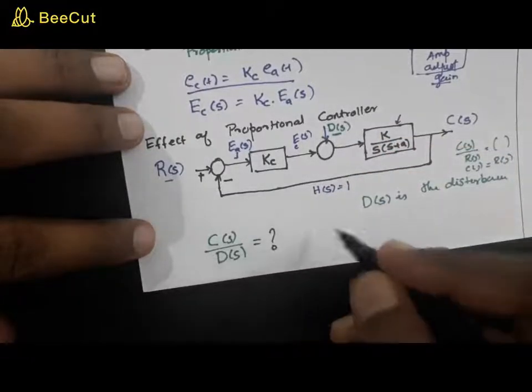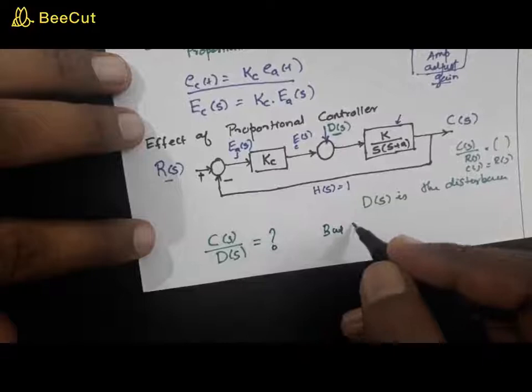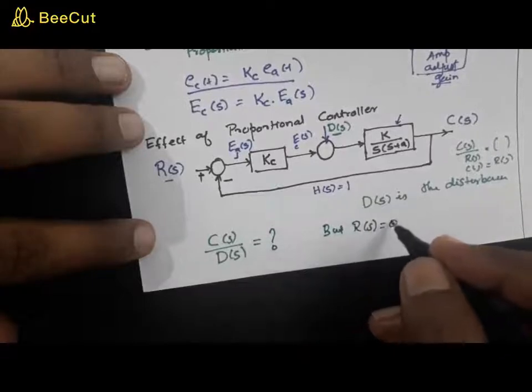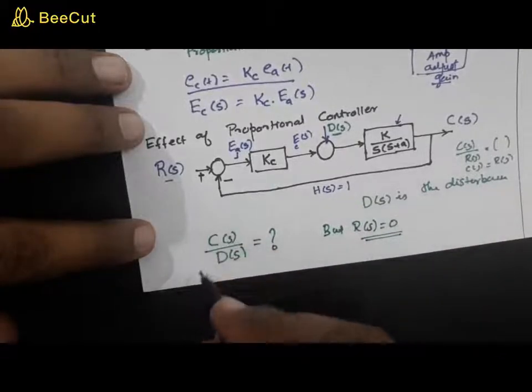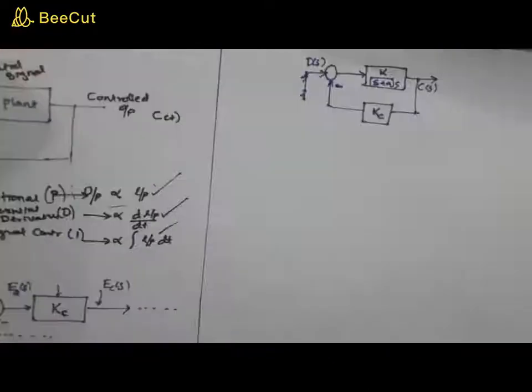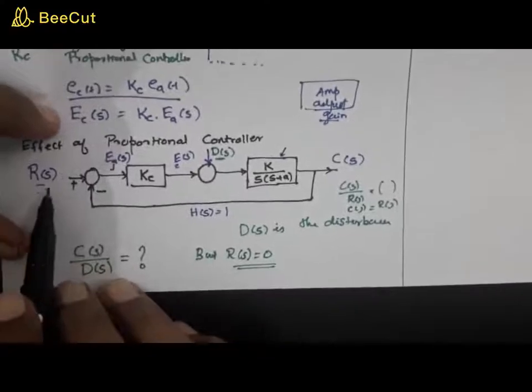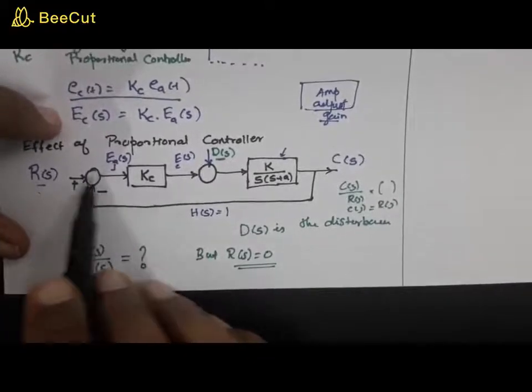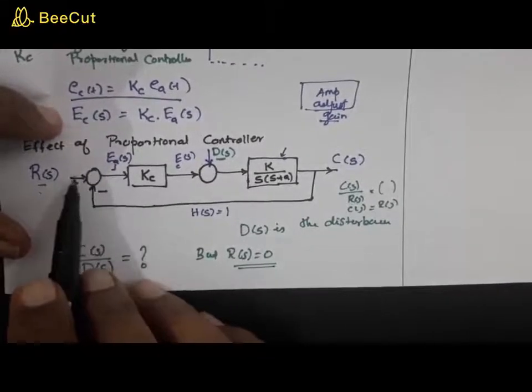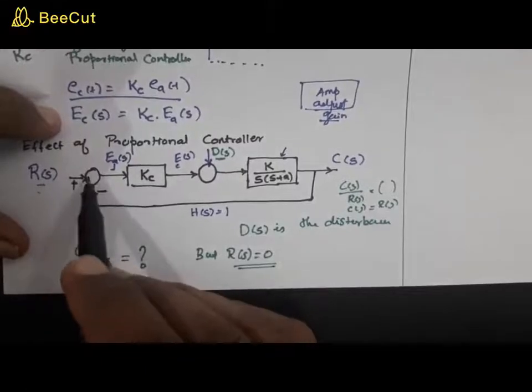You can find this by putting R of S to 0, right? This is the superposition principle, and you can find C of S to D of S. Now when you consider the impact of D of S only, if you put R of S equal to 0, that means you have only one input this time. So this is equal to 0, and you don't have to consider the summer.